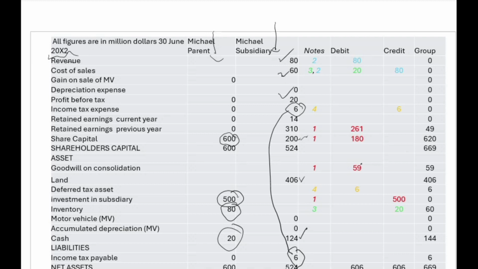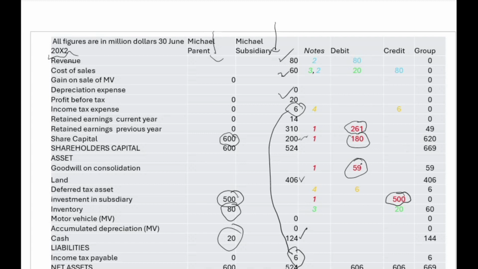We can now enter the consolidation journal entries. So we start with elimination of investment of 500 million against the 90% controlling interest of Michael parent in Michael subsidiary. Share capital and retained earnings, 180 million share capital and 261 retained earnings. And then there's goodwill on consolidation of 59 million.